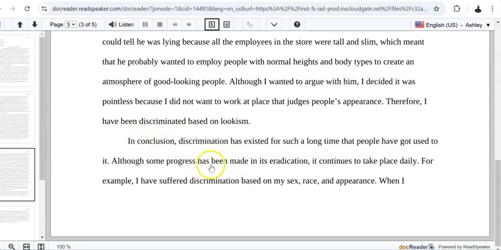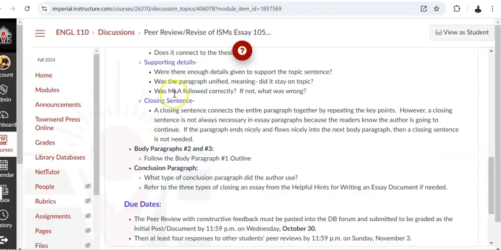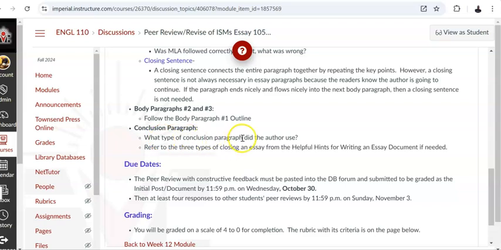Good. And then in conclusion, and then the closing will look like closing. What type of conclusion paragraph did he use? So did he use a summary? Did he give a helpful hint for the future? There are 3 ways to look at that.